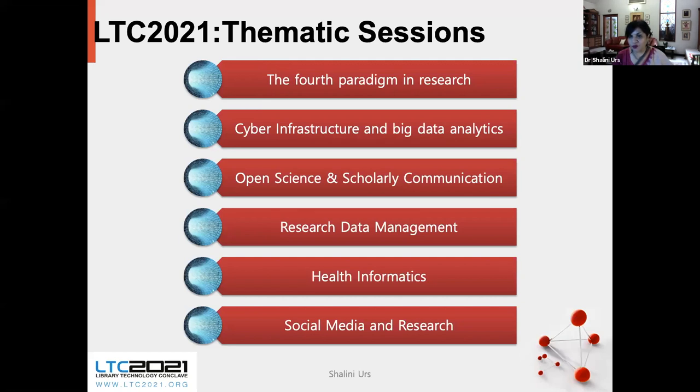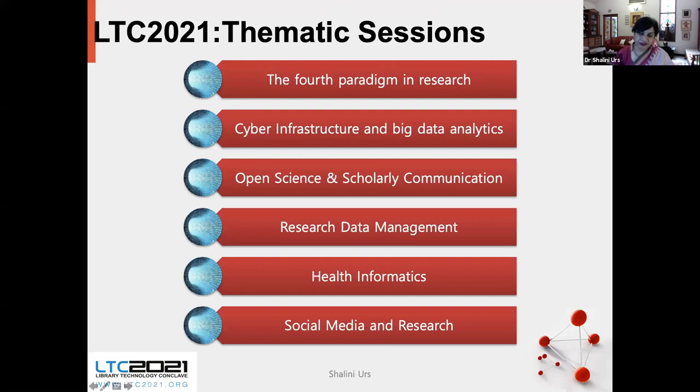Again, we can go back to what happened with COVID, the two articles that were published in the Lancet and the New England Journal of Medicine about the drugs for COVID, and how the data was actually wrong. All of those things give us an idea about why science and science data have to be as open as possible and why we need to manage this data properly. That's the topic of the third and the fourth session, open science and scholarly communication, and research data management.